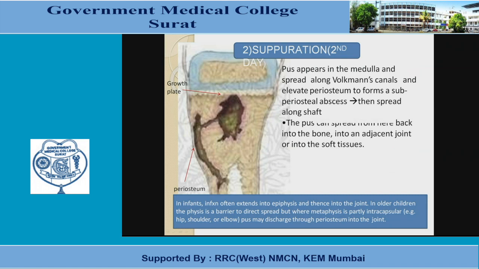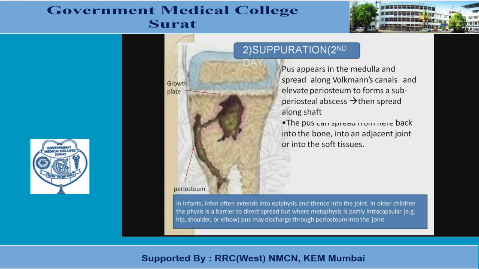So in infants, it often extends into the epiphysis, because in infants up to the age of 1 year, the physis is not closed, so the metaphyseal and epiphyseal vessels are connected with each other. So infection from the metaphysis directly goes to the epiphysis and it may enter the joint, leading to septic arthritis.